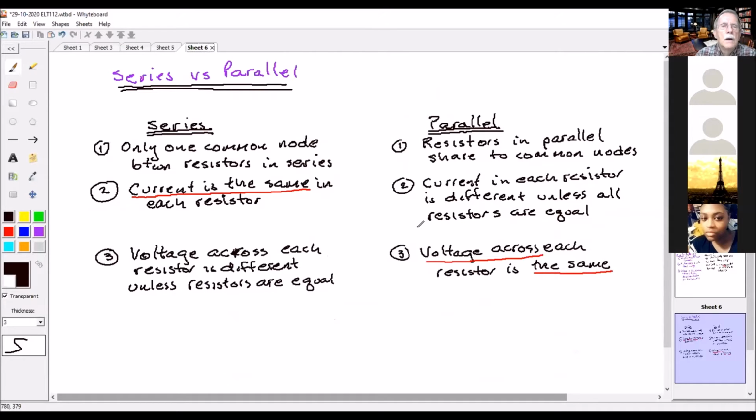We said that in a series circuit, if you made the list of what's connected where, you'd only see one letter that matched on 2 resistors. So they only had one common node, whereas in parallel, they all share the same 2 common nodes. In a series circuit, the current is the same in each resistor. In a parallel circuit, the current is different in each resistor unless all the resistors are the same. In series, the voltage across each resistor is different unless the resistors are equal, but the voltage is the same in a parallel circuit. Okay, so those were where we left off last class.